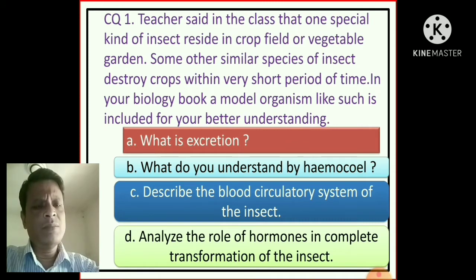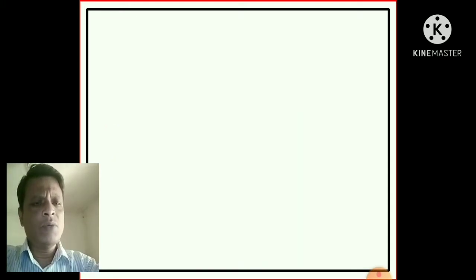To answer creative questions properly, first of all, you have to read the stem very attentively. Then you can easily find out the answer of this creative question. Remember that the A and B questions, that is the knowledge based and the comprehension based, are actually not related to the stem. Okay. Now let's discuss what will be the answer of creative question number 1, one by one.